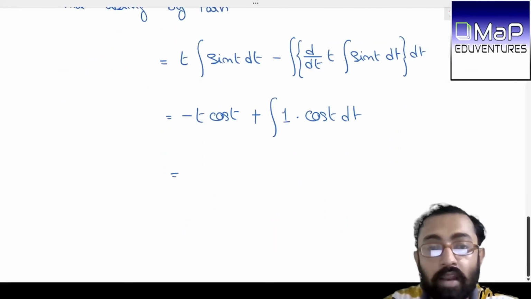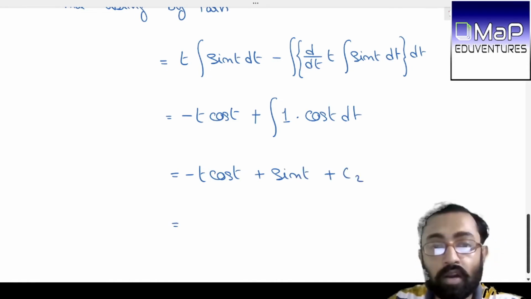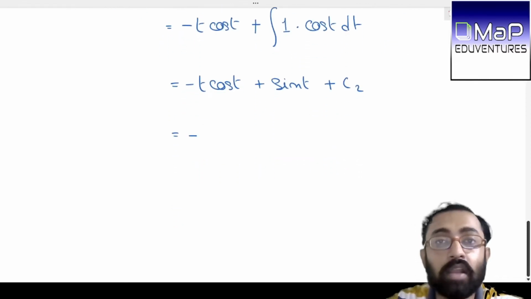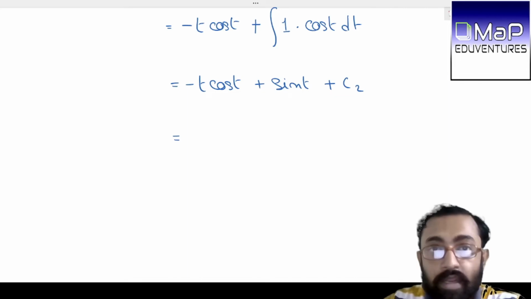Okay, so finally we get minus t cos t plus integration of cos t, which will be sin t, and let us put a constant c2. Now the final work is to remove the t. So what will t be? t is obviously sin inverse x. So wherever we see t, we replace it with sin inverse x.